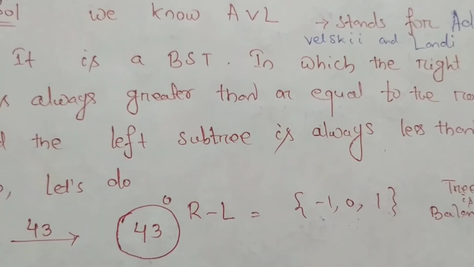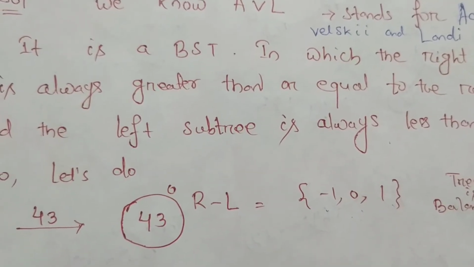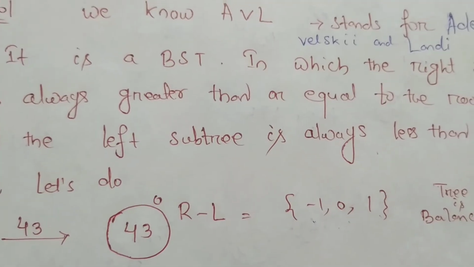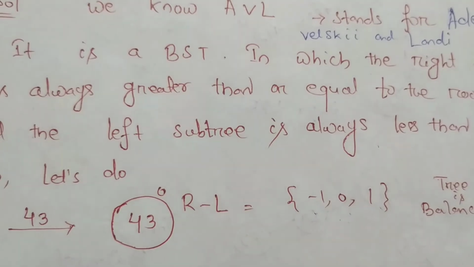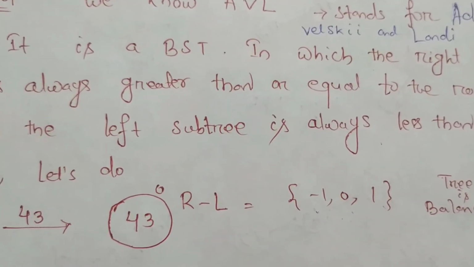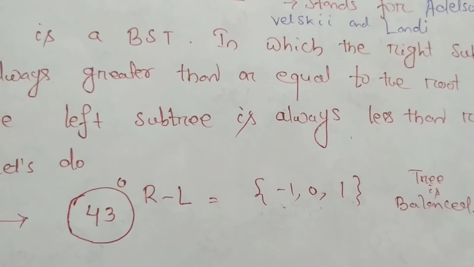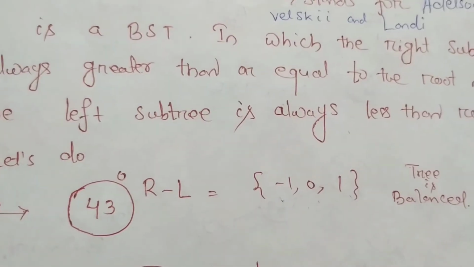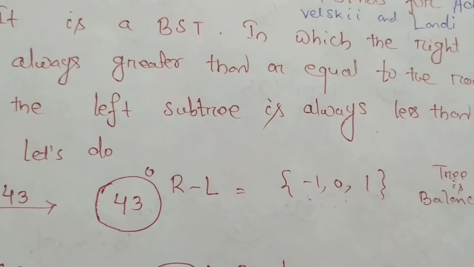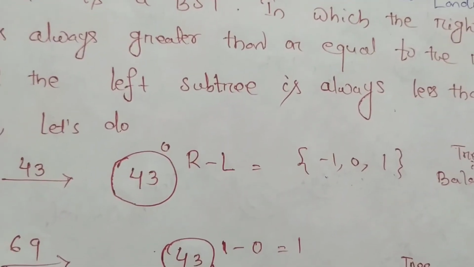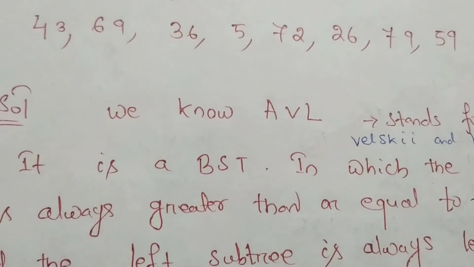What is a binary search tree? A binary search tree is a tree in which the left subtree is always less than the root node and the right subtree is always greater than or equal to the root node. So when we construct it, it will become clearer, because we have already studied BST before. I have written it again: the right subtree is always greater than or equal to the root node, and the left subtree is always less than the root node. Okay, suppose these are the numbers, and we have to construct an AVL tree using these numbers.